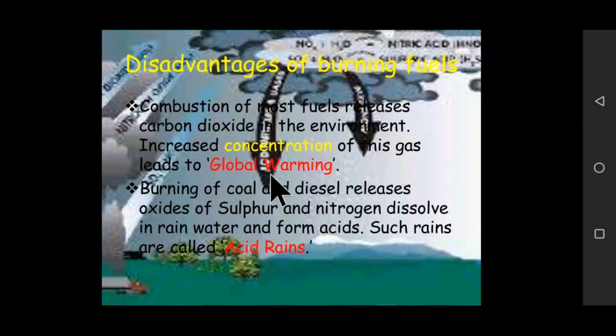Next, combustion of most fuels releases carbon dioxide into the environment, and increased concentration of this gas leads to global warming. Next, burning of coal and diesel releases oxides of sulfur and nitrogen, which dissolve in rainwater and form acid rain, and such rains are called acid rain.